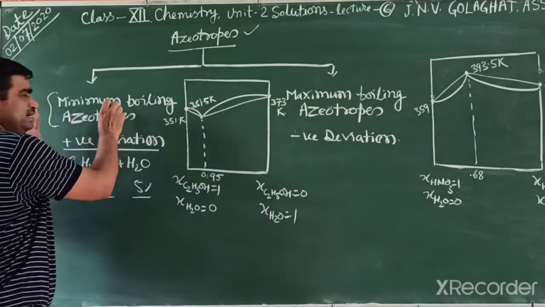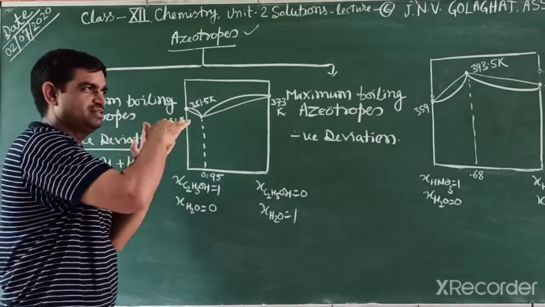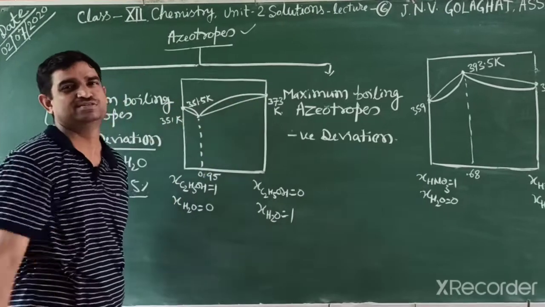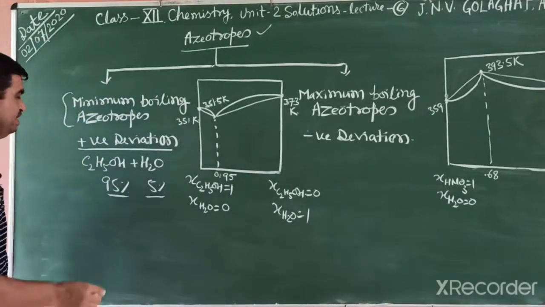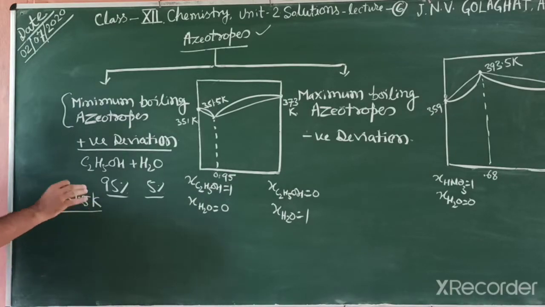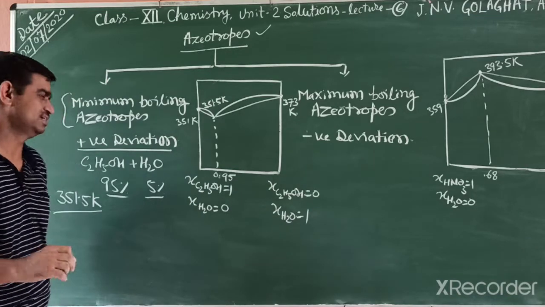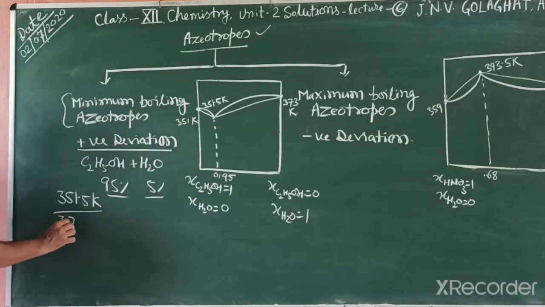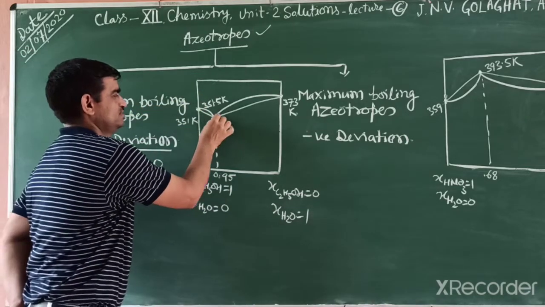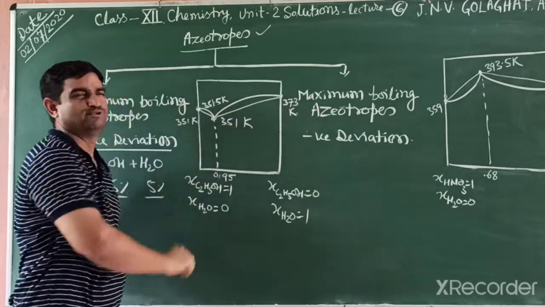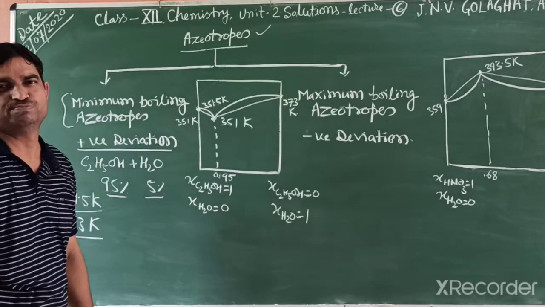A minimum boiling azeotrope means that composition has a boiling point lower than both of the components. For example, the ethanol boiling point is 351.5 Kelvin, you can say 78.5 degrees Celsius. That is the ethanol boiling point. And the water boiling point is 373 Kelvin, meaning 100 degrees Celsius. But this composition's boiling point is 351 Kelvin, that is lower than both the components. So this is a minimum boiling azeotrope.